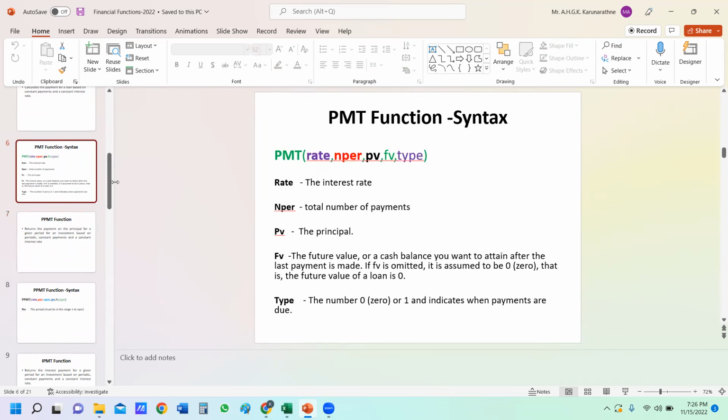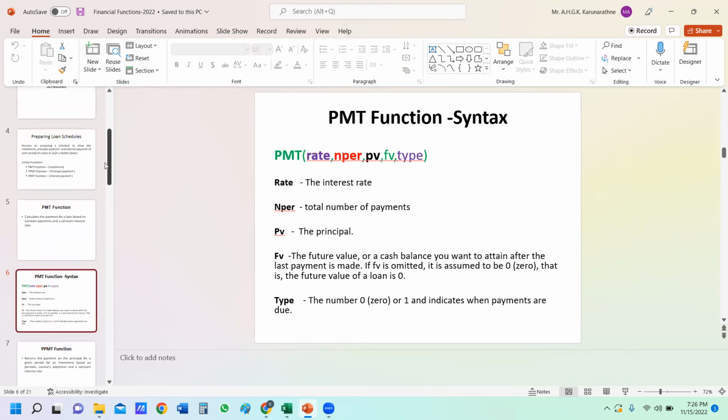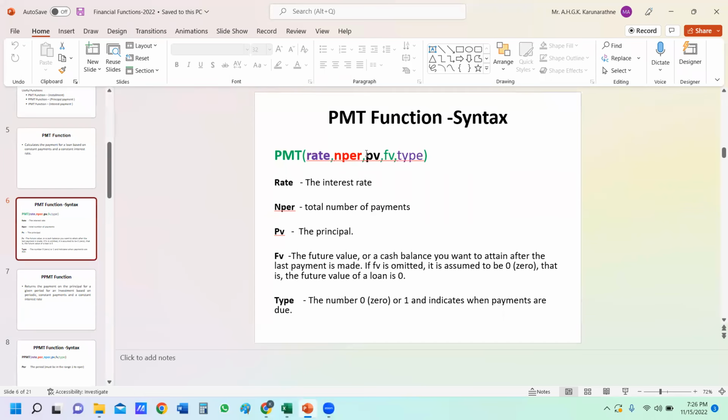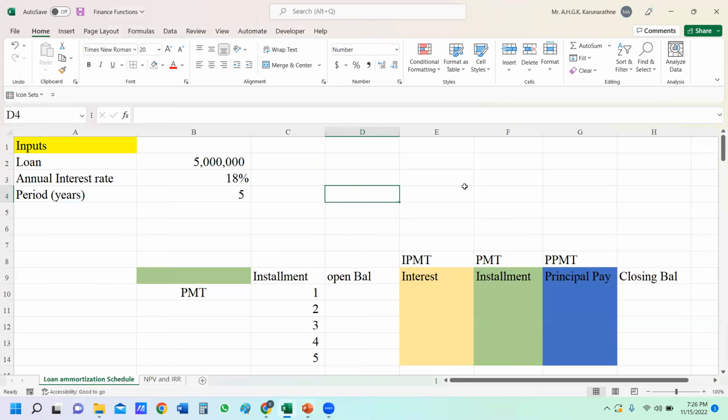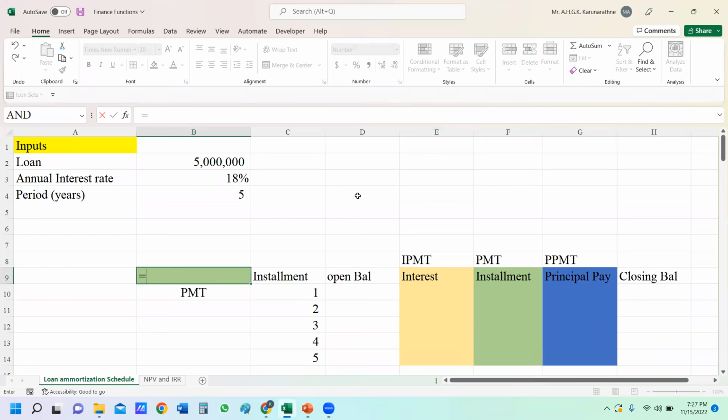So we will take a simple example for installment calculation. We'll take the same example here. So this is how we compute. We use the PMT formula.